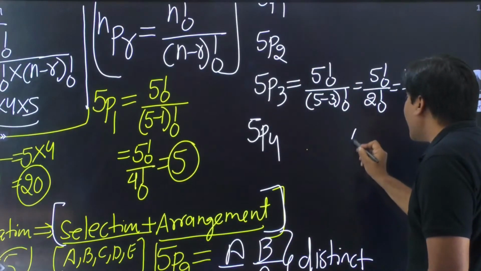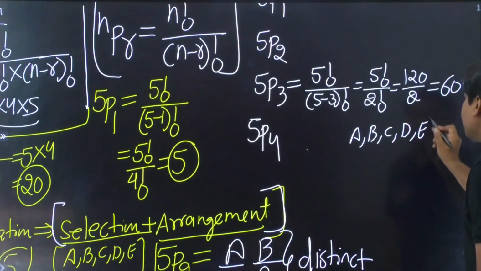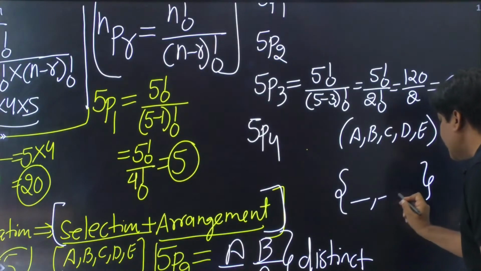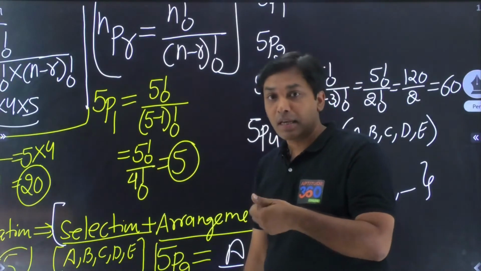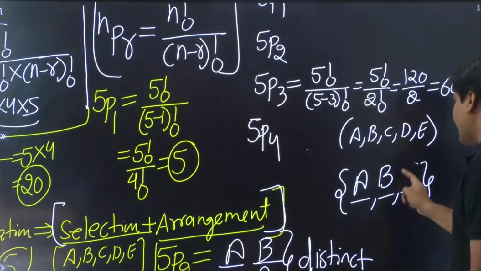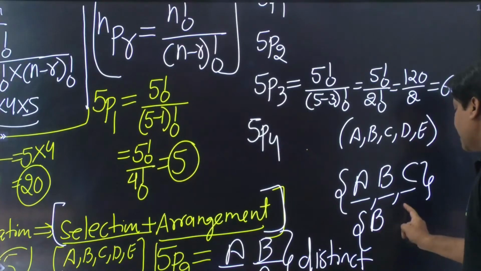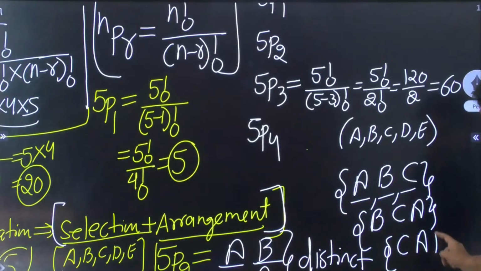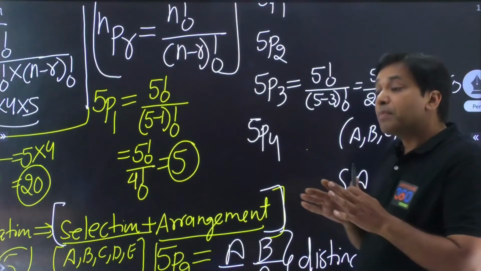Out of A, B, C, D and E, I will select any 3, and I will arrange those 3 at all the possible places. So for example, if I get ABC, then ABC, BCA, CAB, or any other, there will be 6 such possibilities. All these possibilities are distinct.